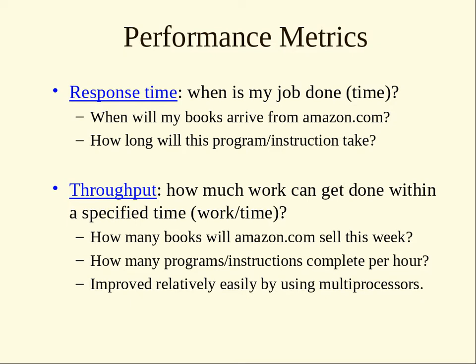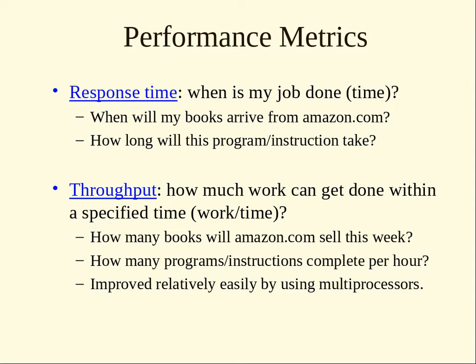Throughput is how much work can be done in a specific time, and this is not the same thing. How many books will Amazon sell this week? Well, all the books may have the same response time, but if Amazon ramps up the number of warehouses and whatnot, then it can sell numerous books with the same response time, and therefore its throughput is much higher because it's able to send through more data.